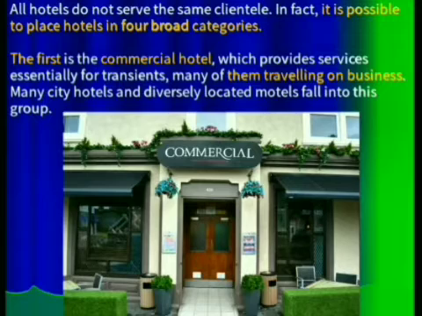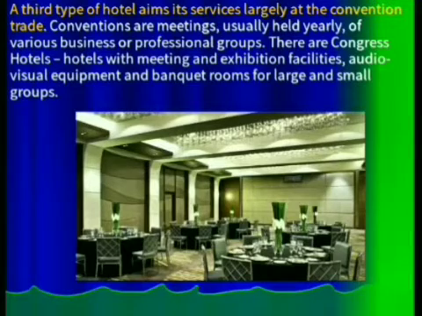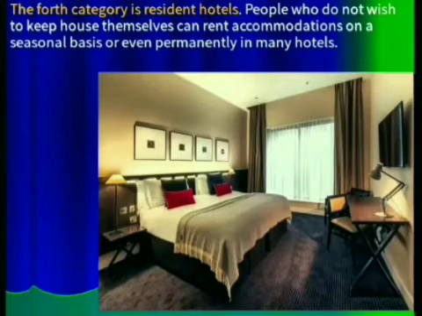It's possible to place hotels in four broad categories. The first one is commercial hotels, for people traveling for business, though businessmen also travel for pleasure. The next category is resort hotels. This second type, resort hotels, is especially a combination of sun and sea. The third type is convention hotels, for meetings held yearly by various business and professional groups. They offer business class meeting halls.